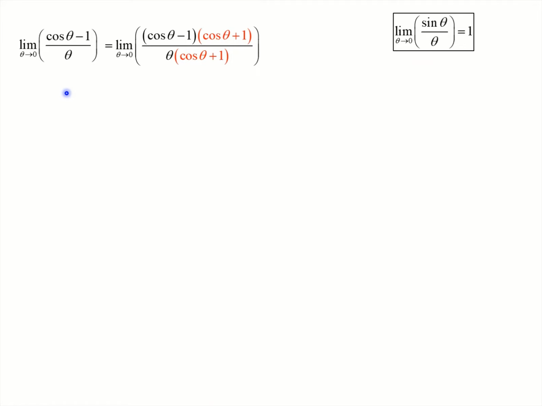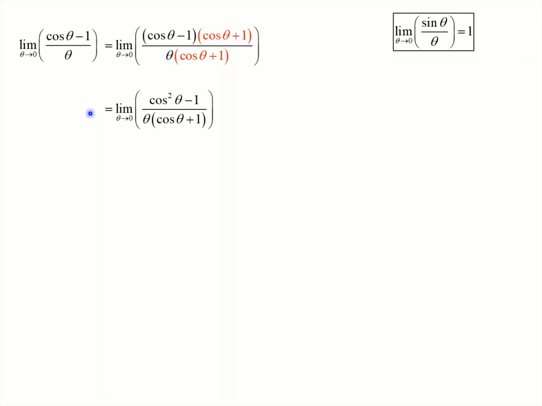So on the top of the fraction, I get a difference of squares, and when you multiply that all out, you end up getting cosine squared minus 1. And on the bottom, I kept it the same. Now, we know that sine squared plus cosine squared equals 1. Okay, that's an identity that we should know. So the top can get replaced with a negative sine squared theta.